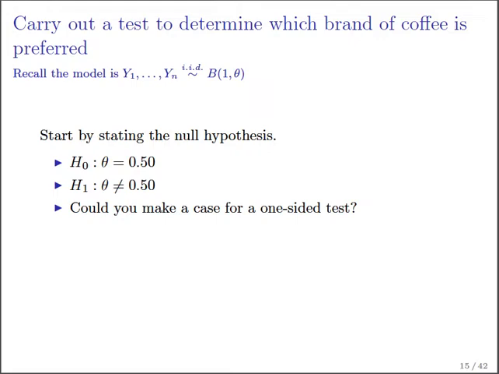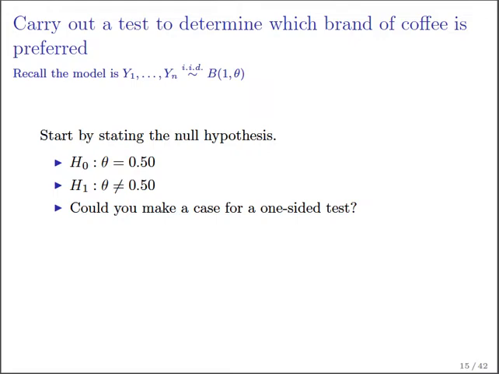One-sided tests. Well, yes, you could. For example, suppose that if you change the blend of coffee in a fast food restaurant, the expense involved in changing the blend of coffee could be considerable, right? The machines might have to be different, or anyway, their settings would have to be different. People might have to be retrained. The suppliers would have to be rearranged, and the whole thing will probably cost a lot of money.